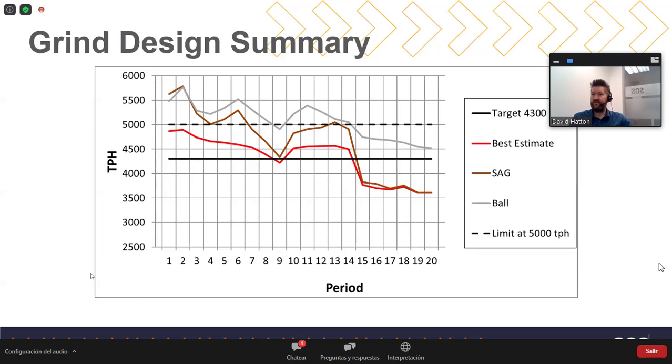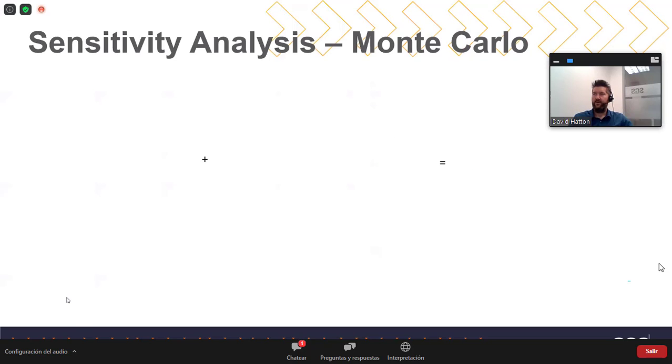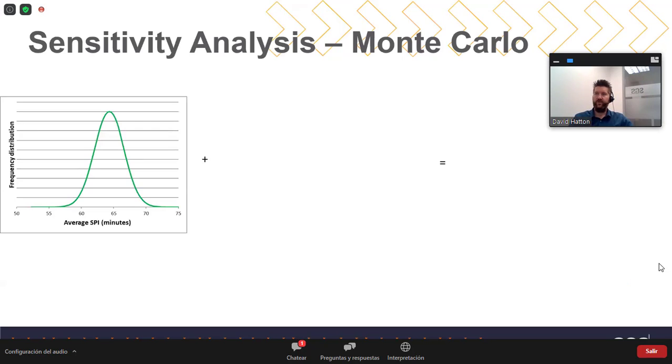But now that we've got this model, we can start playing around with it. We can adjust various parameters and we can see, is there potential to improve the performance of the circuit? So getting into that, first I'm going to show you a little bit about our sensitivity analysis. What we do is we do a Monte Carlo simulation. How this works is that we take our average SPI results for a particular year as an example, and we've got a mean and a standard deviation for that.